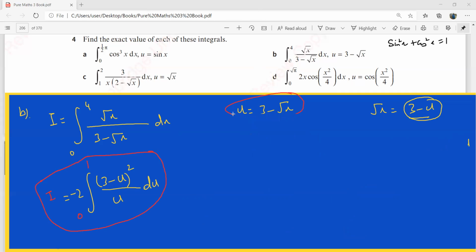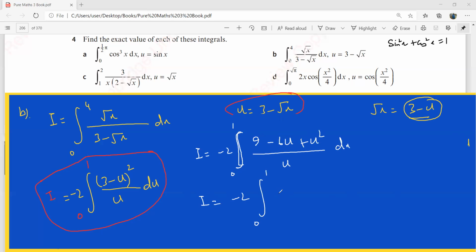Next, let's now try to solve this. So this integral is going to be minus 2 limit. I can't integrate this right now. I need to expand this. So this will be 9 minus 6u plus u square over u. And I can then split this up. Minus 2, limit from 3 to 1. And this is going to be 9 over u, this is minus 6, and this is going to be u.